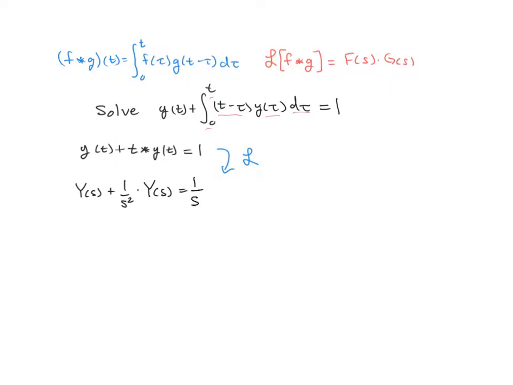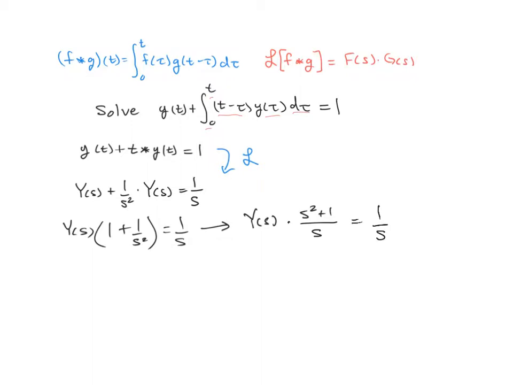And now we can go ahead and solve this equation for big Y of s. We first will factor. So we have big Y of s times 1 plus 1 over s squared is equal to 1 over s. Then we will get common denominators, so big Y of s times s squared plus 1 over s squared is equal to 1 over s.